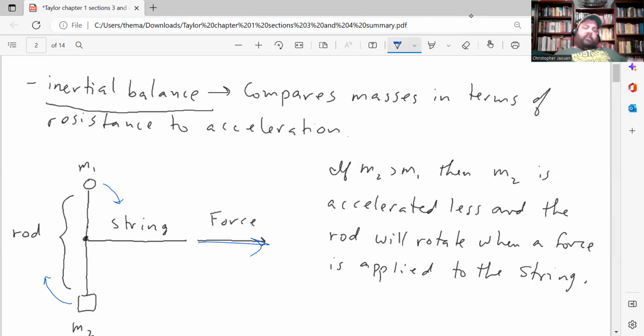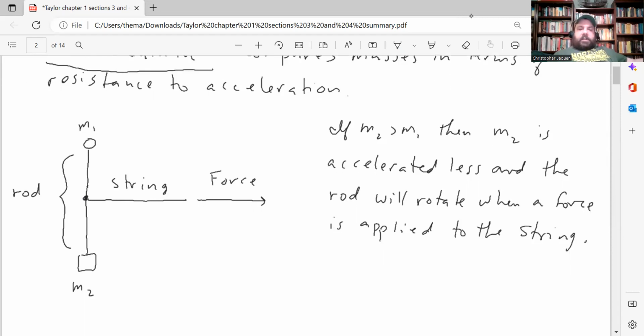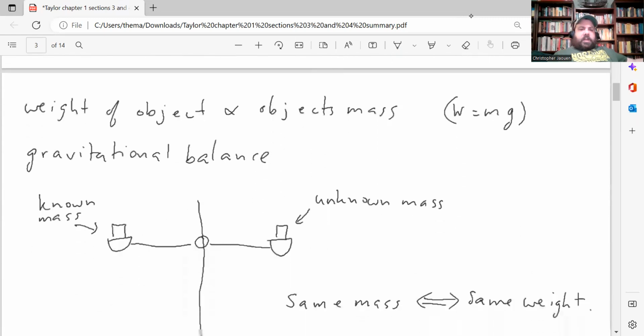Or if they have the equivalent mass, then when you pull the string, there won't be any rotation at all. So this is what he defines to be an inertial balance. We can use this to compare different masses together, their relative masses. So if M2 is greater than M1, then M2 is accelerated less, and the rod will rotate when a force is applied to the string. That's called an inertial balance.